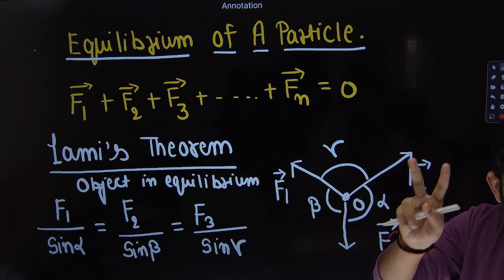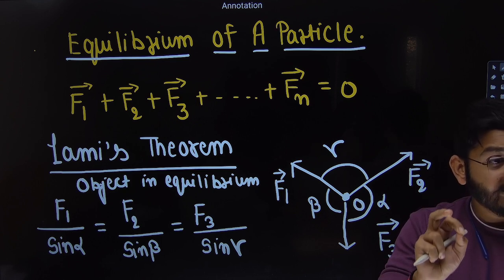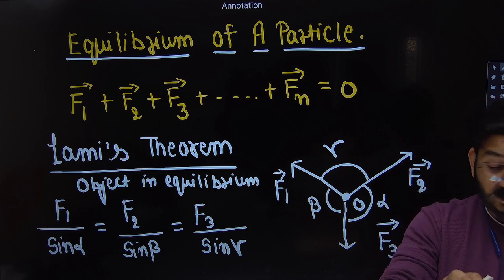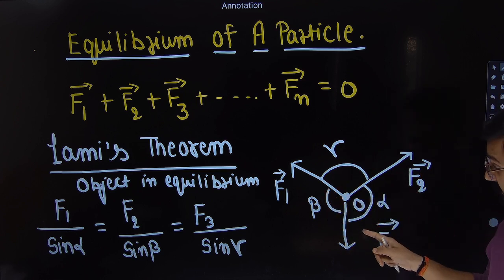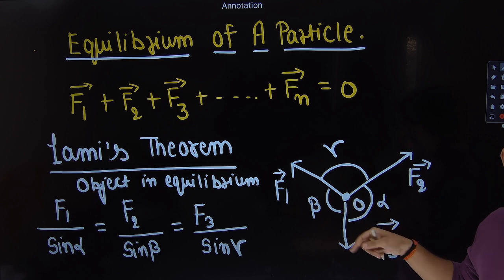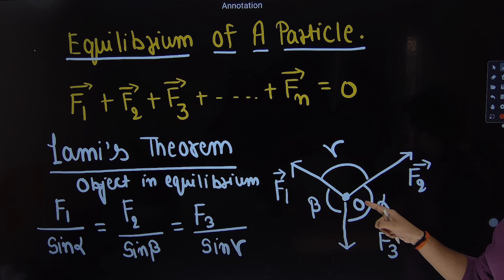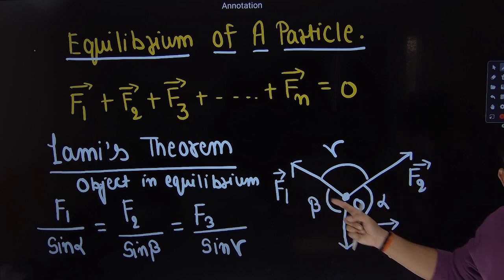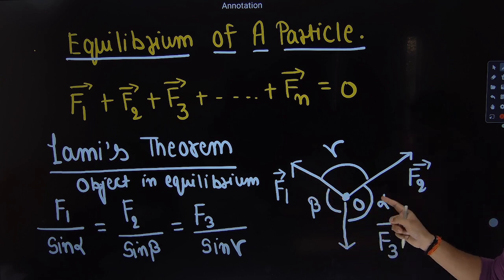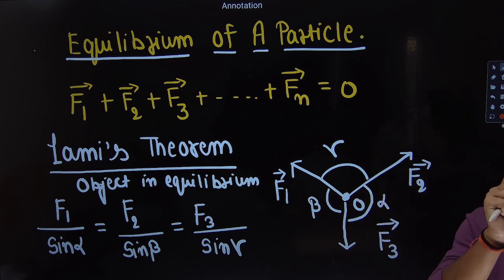Second condition, there should be n number of forces originating from the same point. So if you see that here, how many forces are there? Three. All of them are originating from the same point, or you can say all the forces are being applied on this object O. Can I say that this object O is there and it is being pulled by three different forces, F1, F2, F3? So these forces which are originating from the same point are called concurrent forces.